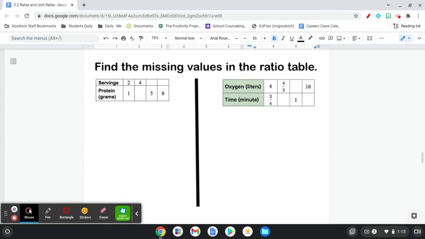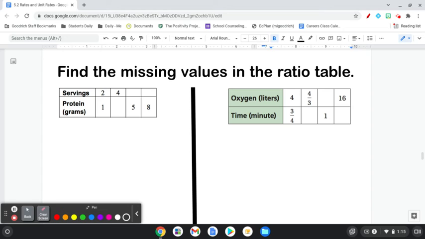All right, so these ratio tables, we found from the feedback that your substitute gave me that these are still a little bit tricky, so we're going to go over these together. The big thing you need to use and look for in the ratio table is the relationship between the top row and the bottom row. So the relationship between 2 and 1 here.